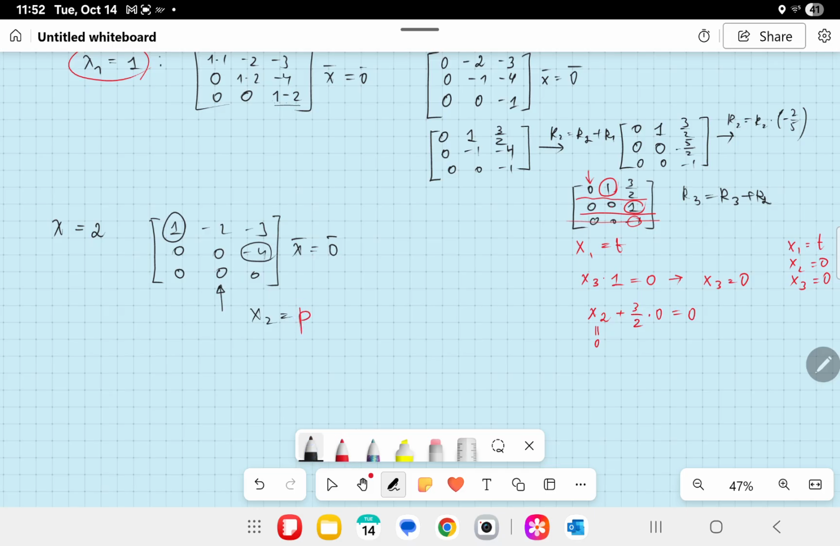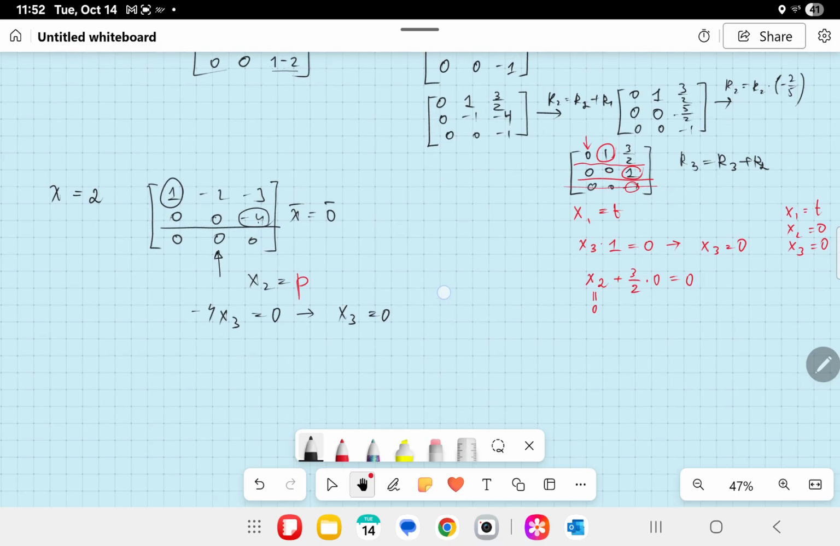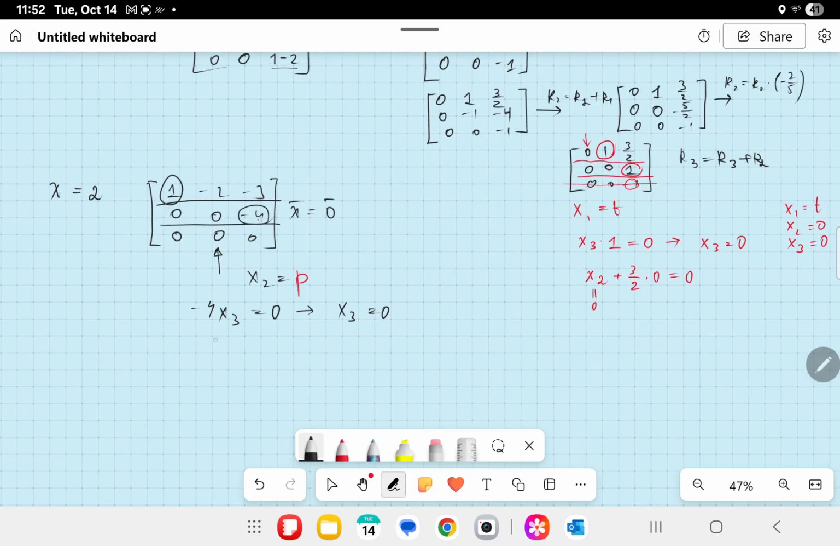What is next? Well, next I'm going to write down the second equation, and that's going to be minus 4x3 equals 0, right? Just 0, 0, minus 4x3 equals 0, from where x3 equals 0. And the first equation is going to be x1 minus 2 multiplied by p, sorry, my second variable, and minus 3 multiplied by 0, supposed to be equal to 0.